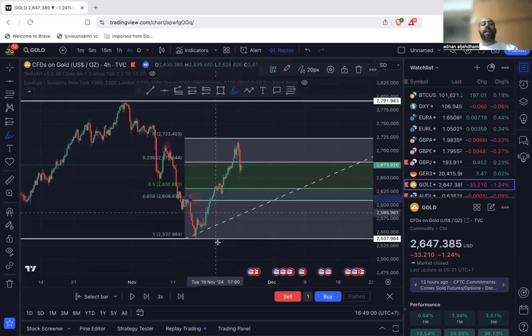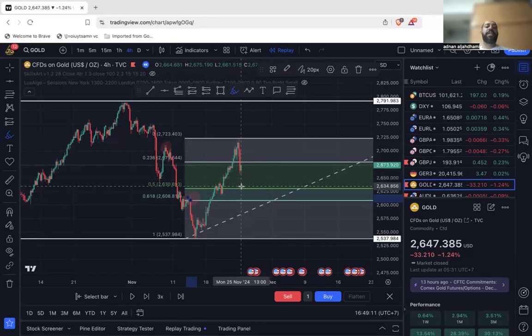So now I draw my Fibonacci tool from the swing low where the rejection happened to the swing high, looking for entries. So where do we enter? We enter at the 50% or the golden zone, which is between the 50% and 0.618 on the Fibonacci tool.